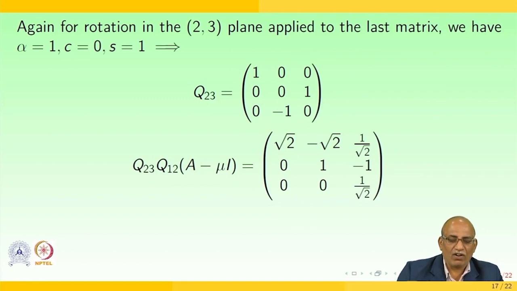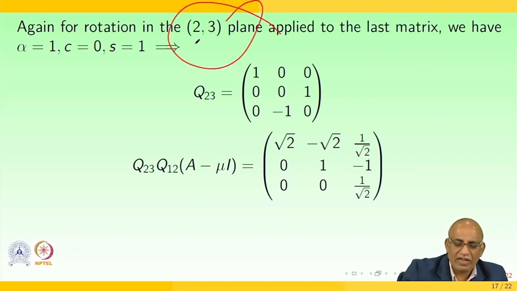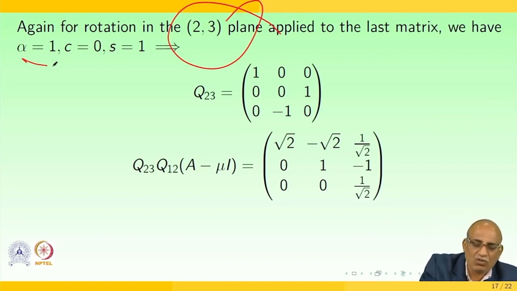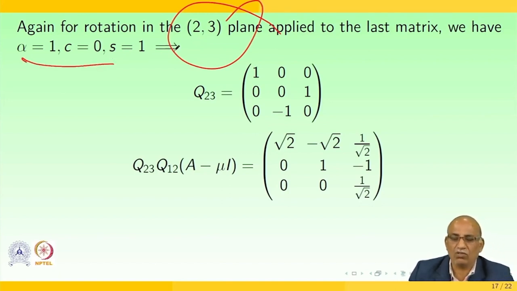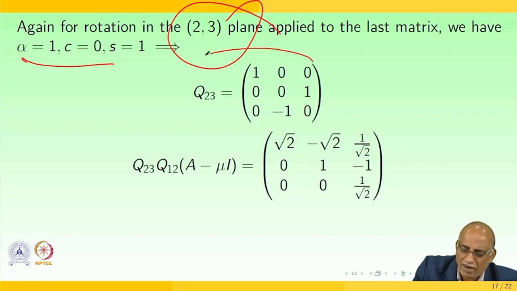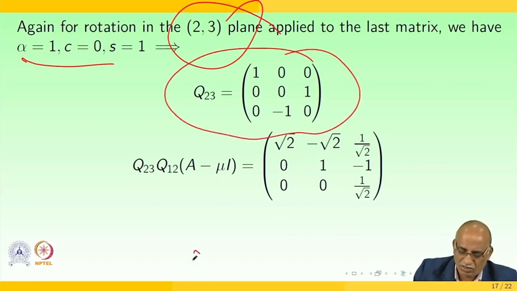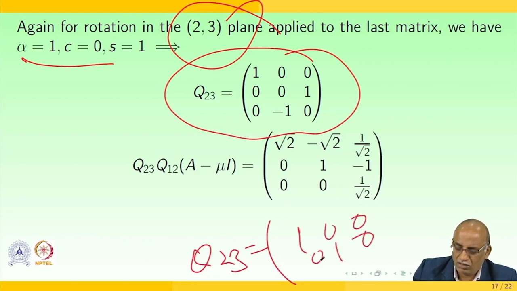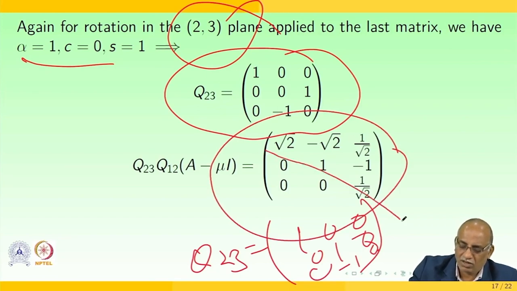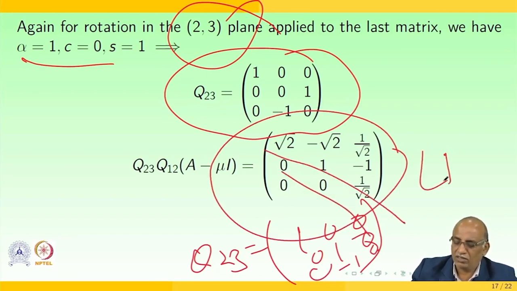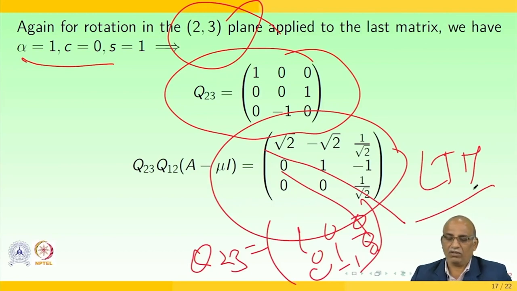Again, for rotation in the 2-3 plane, if you apply the rotation to the matrix, we have alpha equal to 1, c equal to 0 and s equal to 1, where you get a matrix of this form. So, Q23 is equal to 1, 0, 0; 0, 0, 1; 0, minus 1, 0. And Q will be like this, because here the sub diagonal is 0. It is an analogous lower triangular matrix.